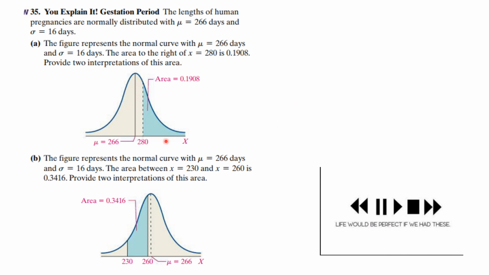So here's a problem dealing with gestation periods. They're representing an area here under a normal curve, and they're asking you to provide 2 interpretations of what this area means. And here's another area under the gestation curve, the normal curve, and they're also asking you to give 2 interpretations of that. So please hit pause, think about it, and let's see how you do.